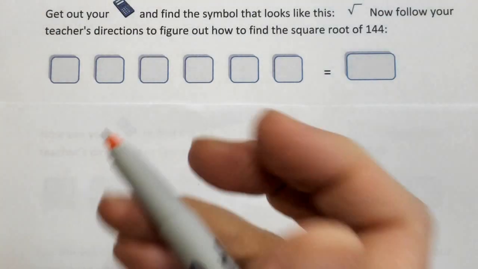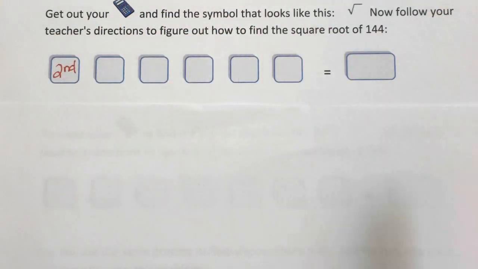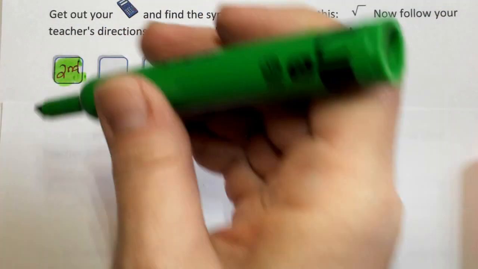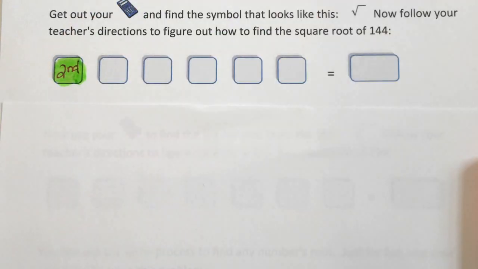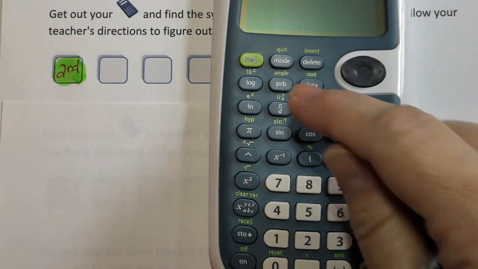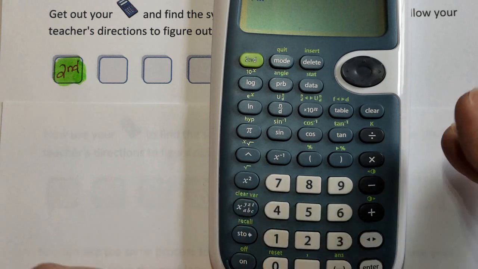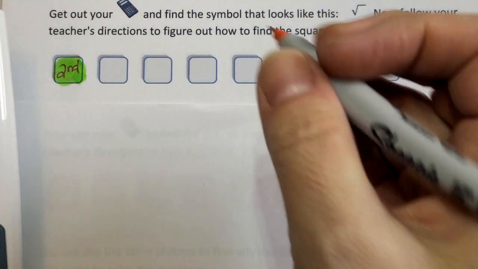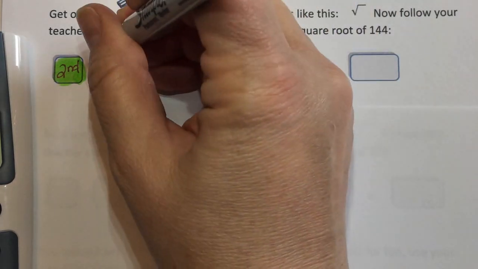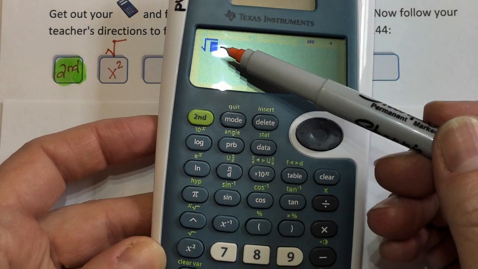So that's going to be the first thing that I do. Second. Now I'm going to go ahead and highlight it in green for you, just so you'll remember that it's the green button. There we go. And the next thing that I'm going to do after I do that is hit the button. Second, I'm hitting this button right here. There we go. Second, and then we hit the x squared button because we want to get the square root sign on top of it.